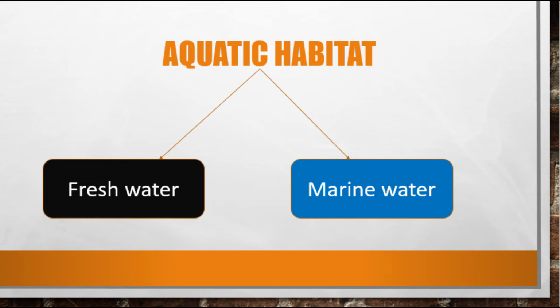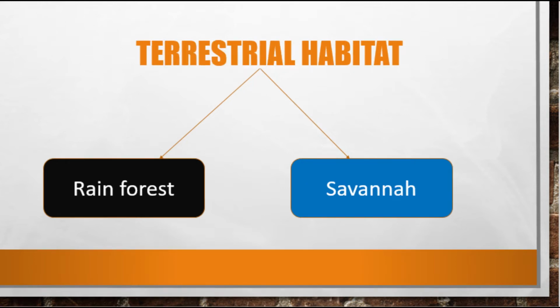Let's look at the terrestrial. When we say terrestrial, it means land. So we are talking about a place on the land where animals or living things can live successfully. With the land, we have the rainforest and the savanna. That's for the land. I'm not going to talk much about the habitat.